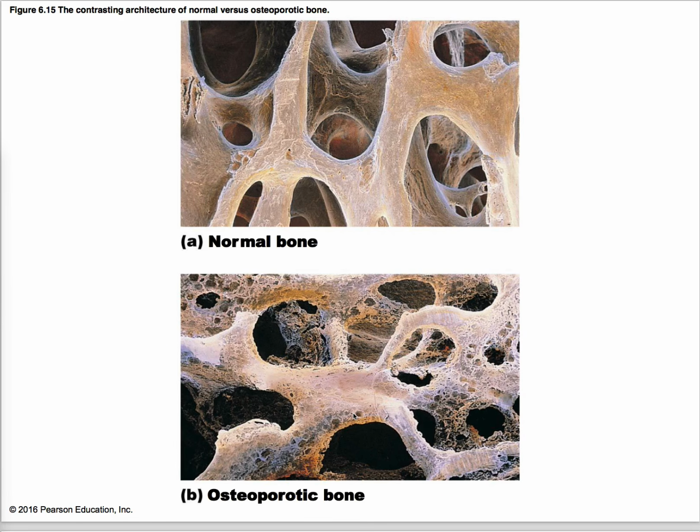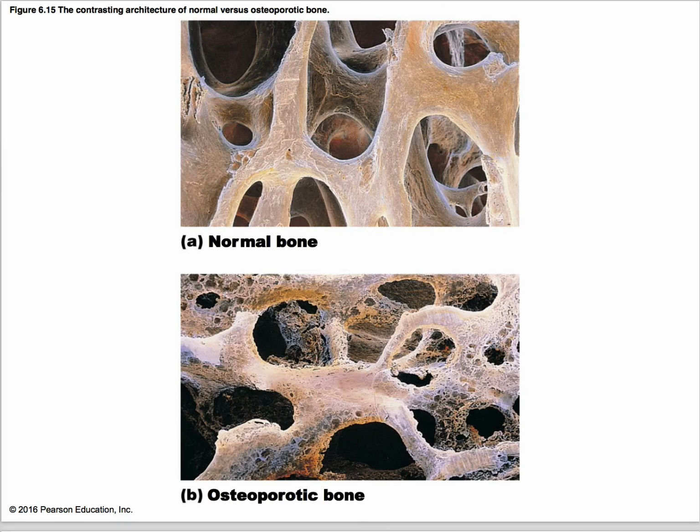So again, these bones are very brittle and they can fracture quite easily. Now, what's interesting to note in osteoporosis is that it affects women much more than it affects men. 30% of American women between the ages of 60 and 70 have osteoporosis, and this number climbs all the way up to 70% by the time a woman reaches the age of 80.